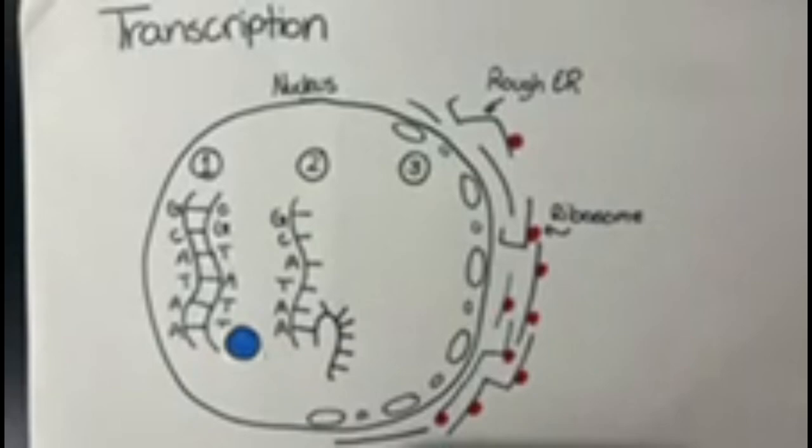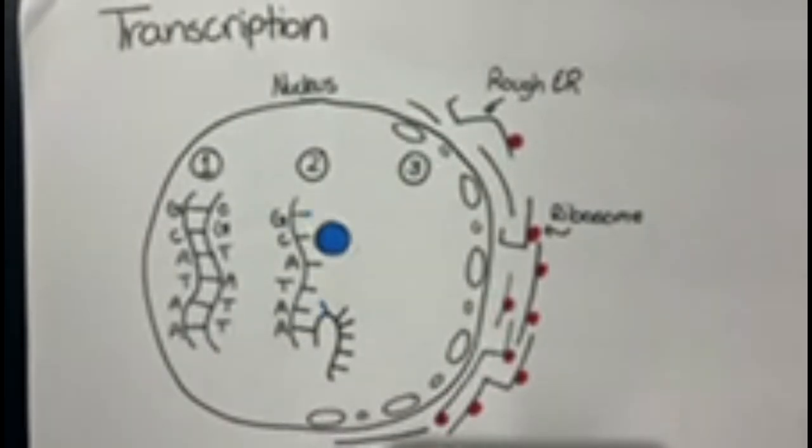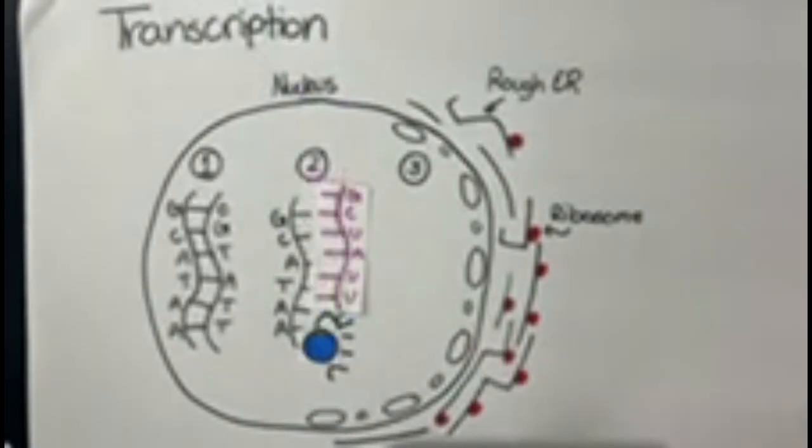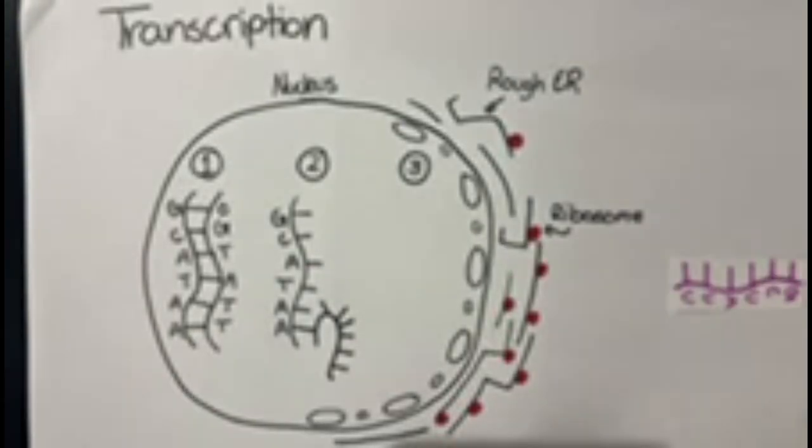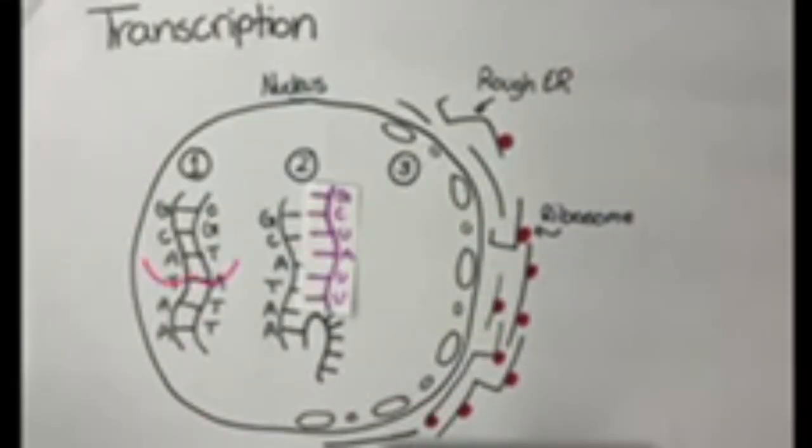Then, our RNA polymerase copies a DNA sequence into an RNA sequence, and then RNA moves out of the nucleus and goes through a process called translation. Adenine pairs with thymine, cytosine pairs with guanine, and also, when it's in RNA, adenine pairs with uracil.